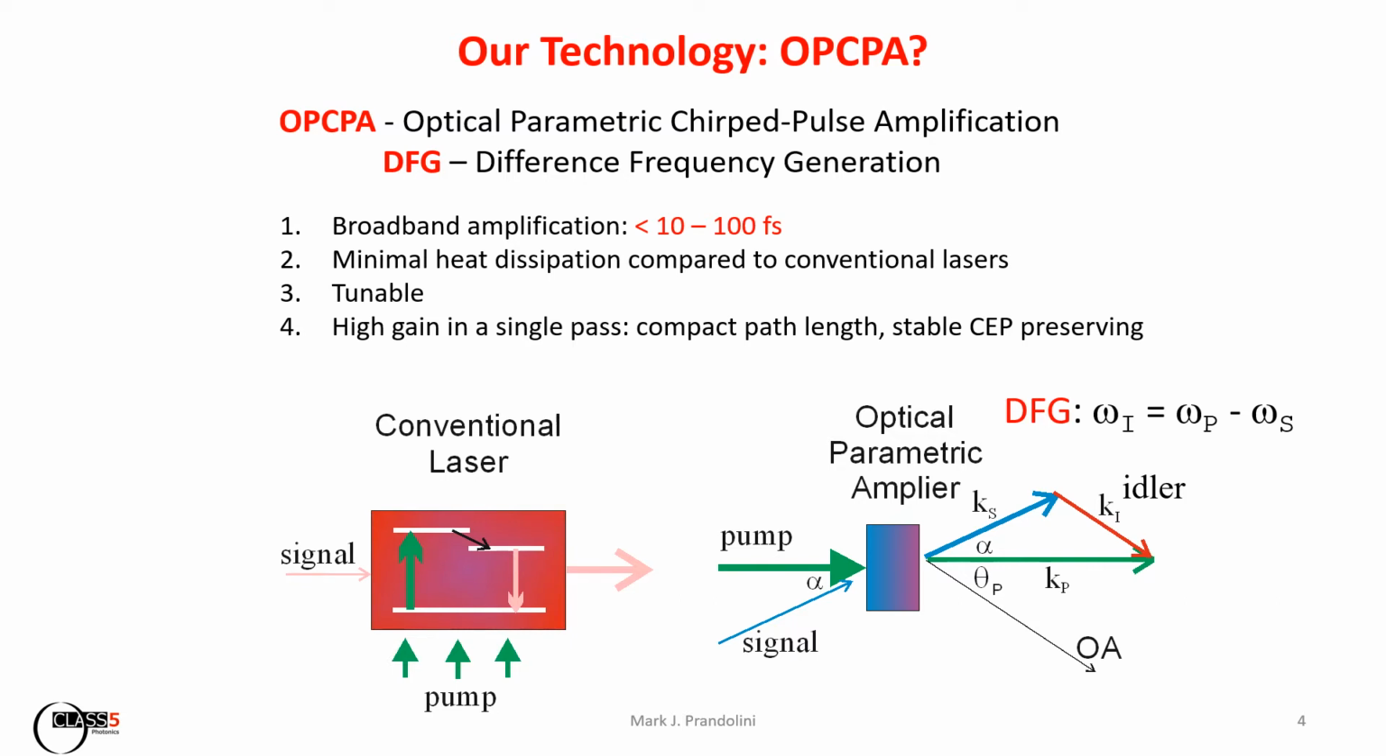Now, in a conventional laser, electrons are pumped to the excited state. They decay, giving off heat to the laser transition. In an optical parametric amplifier, no energy is stored in the crystal. The energy is transported from the pump to the signal and idler via a second-order process. And in particular, in the DFG equation, the idler frequency is the pump frequency minus the signal.